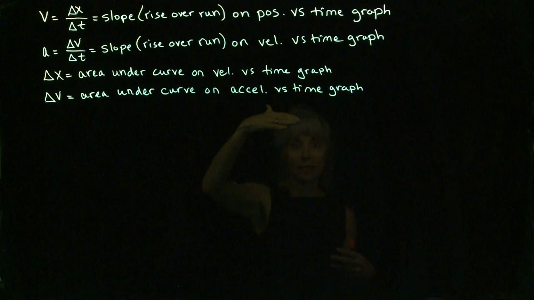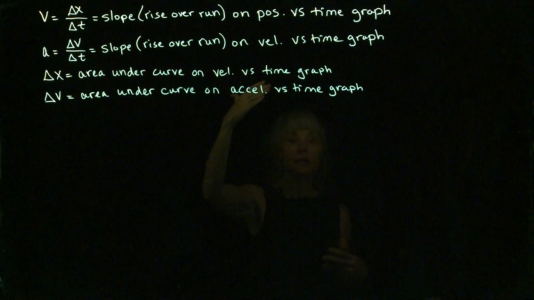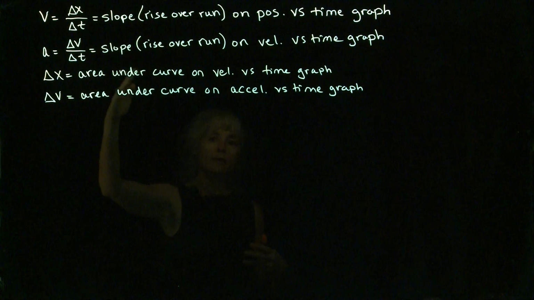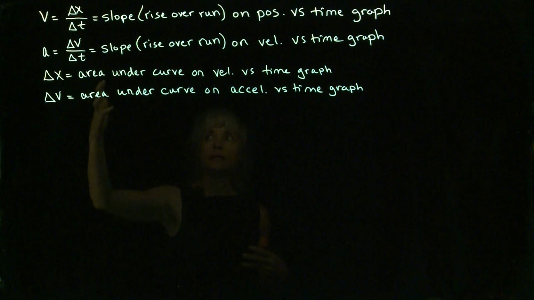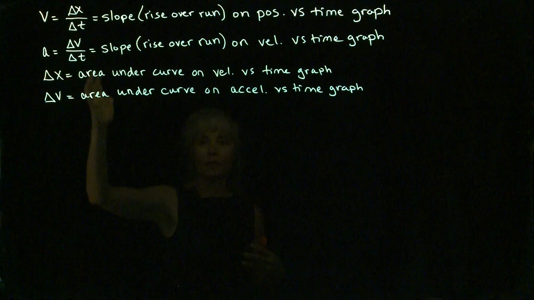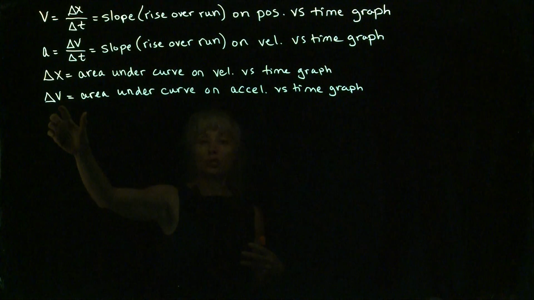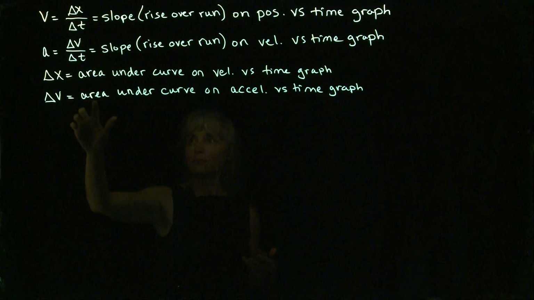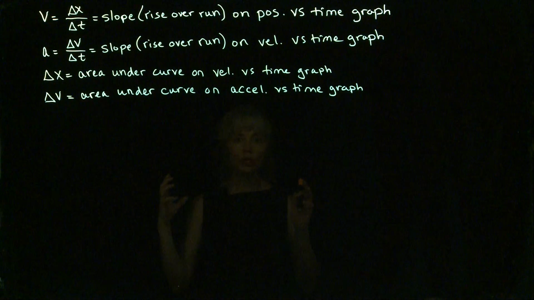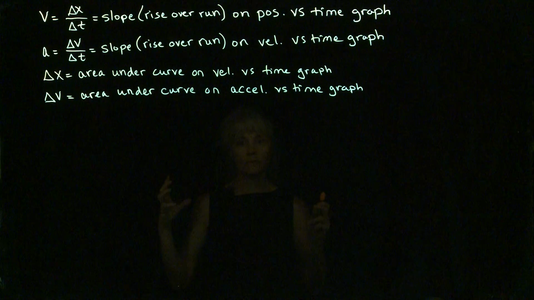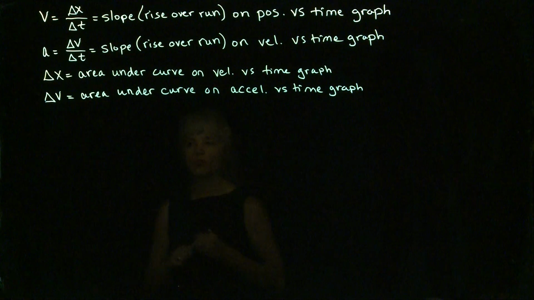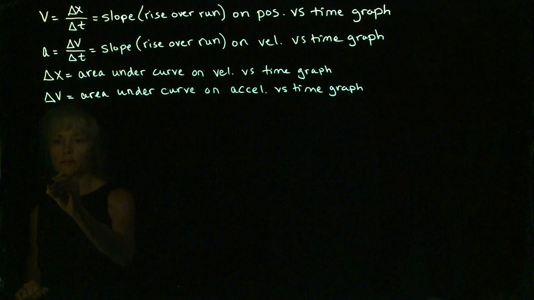And remember, if it's area above the time axis, that's going to correspond to a positive delta x, or positive area. If it's area below the time axis, then that's going to correspond to a negative displacement, or negative area under the curve. The change in an object's velocity is just the area under the curve on the acceleration versus time graph. And we're going to use those four pieces of information to try and draw the other graphs just given one. So let's start off with just looking at a velocity versus time graph.